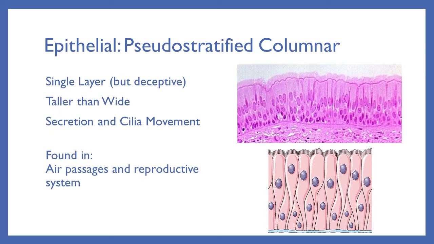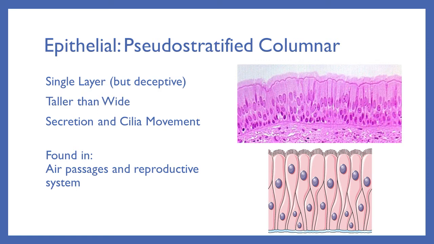Much more common are the pseudostratified columnar. These guys are forming a single layer, but it's deceptive because it looks like they're stratified. They are taller than they are wide, forming those nice columns, and they are performing secretion and cilia movement.